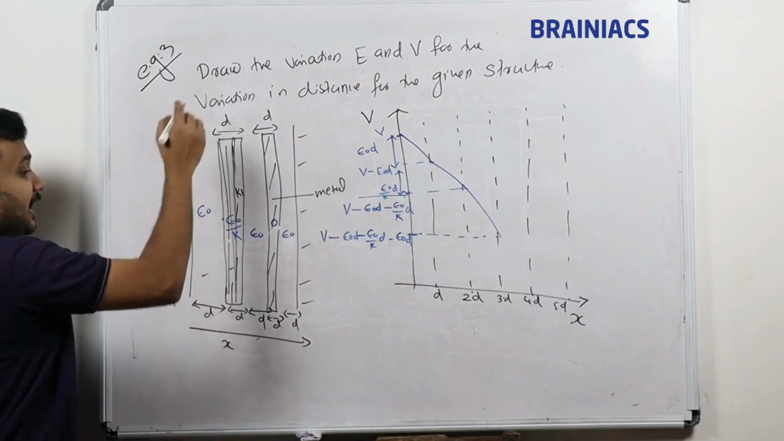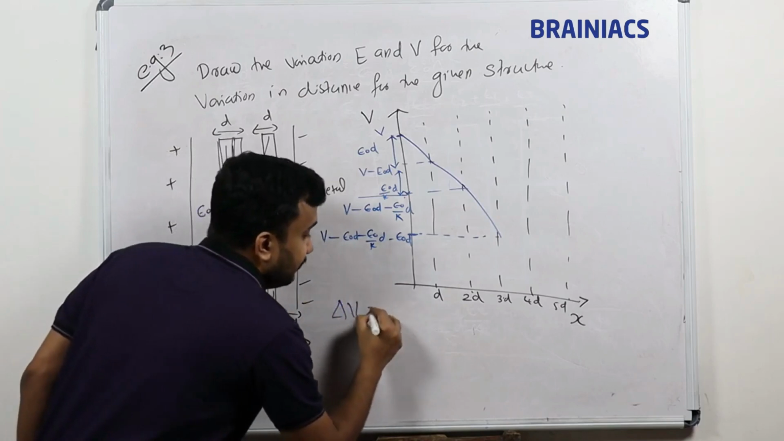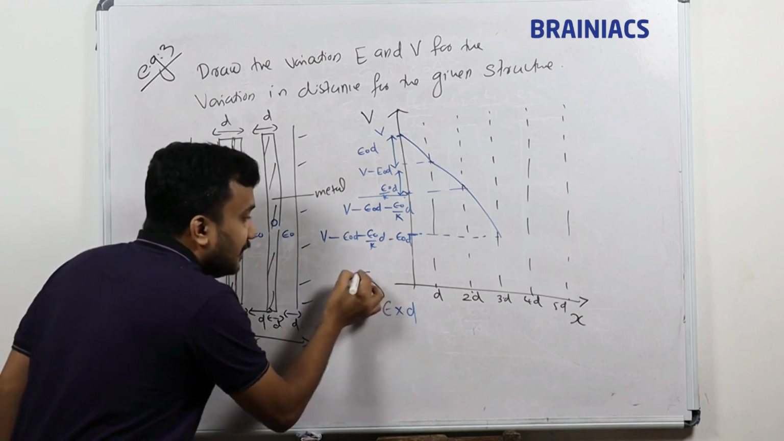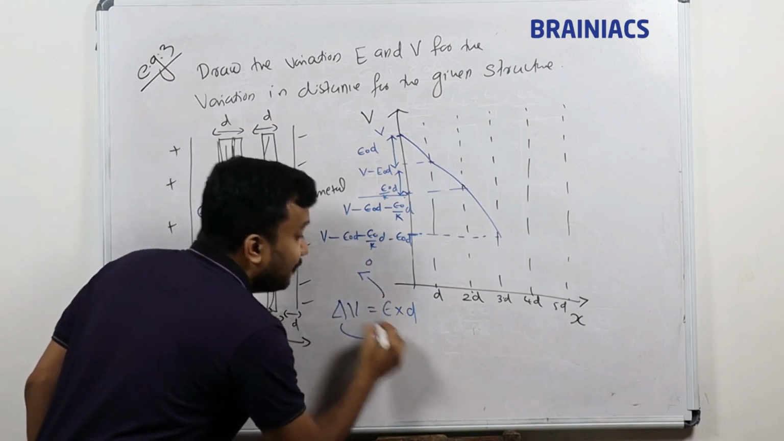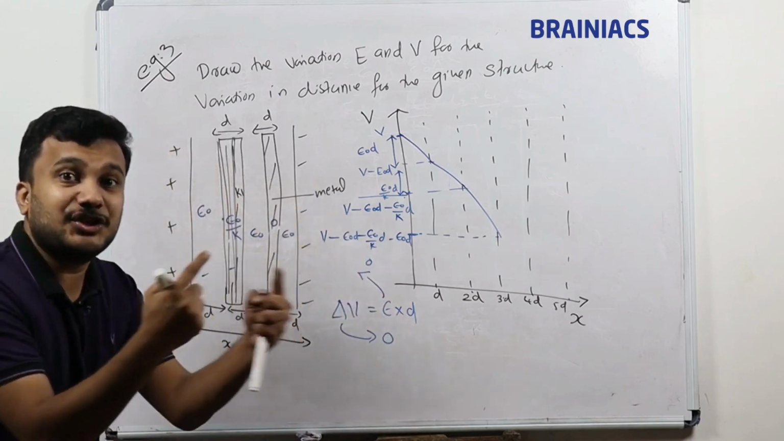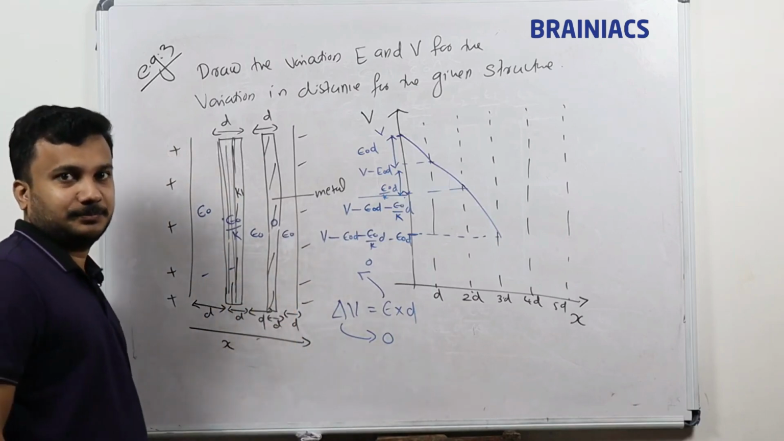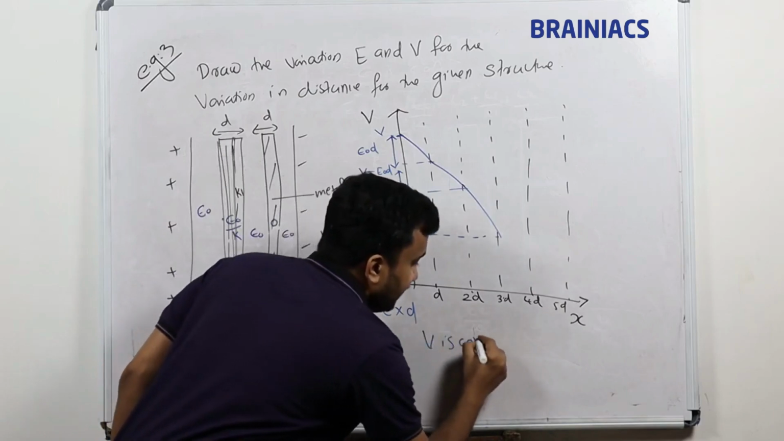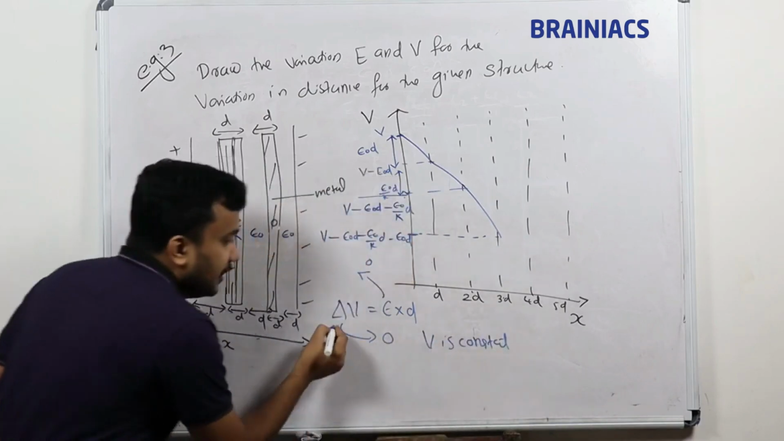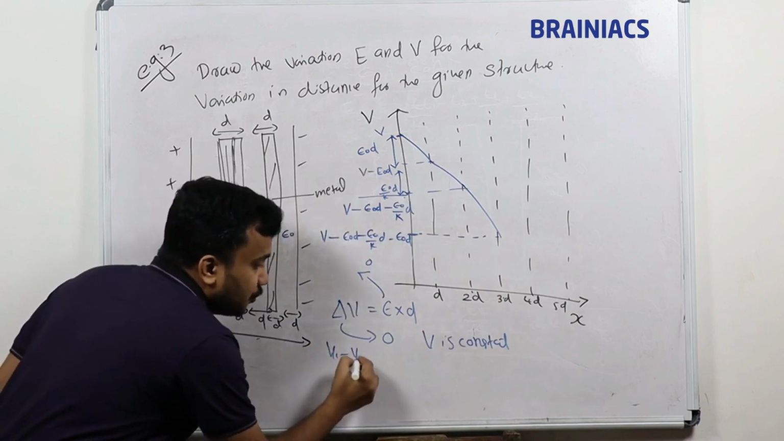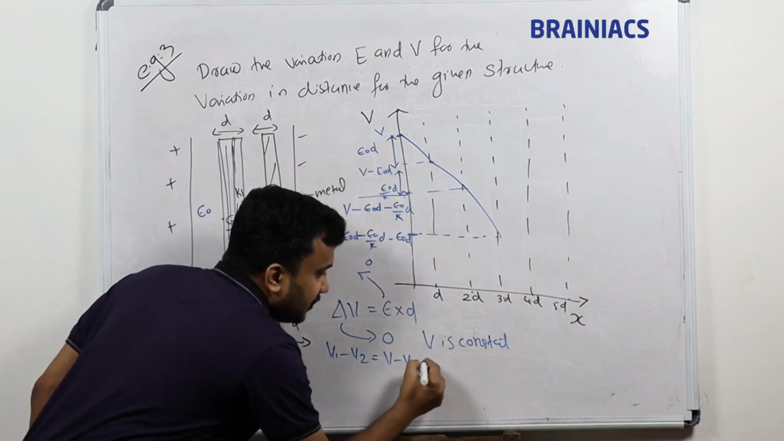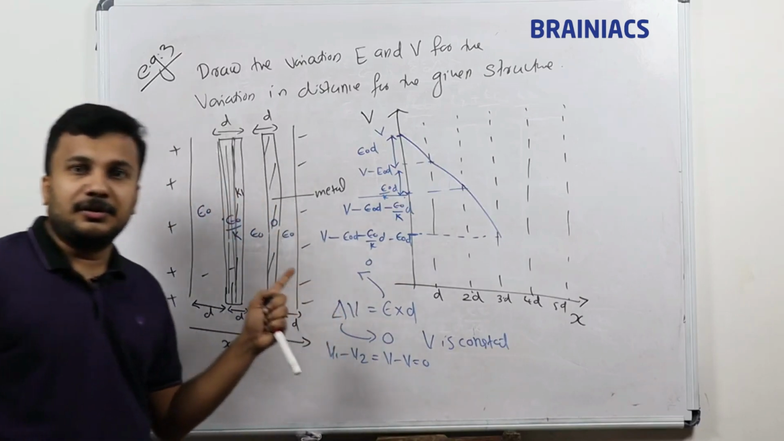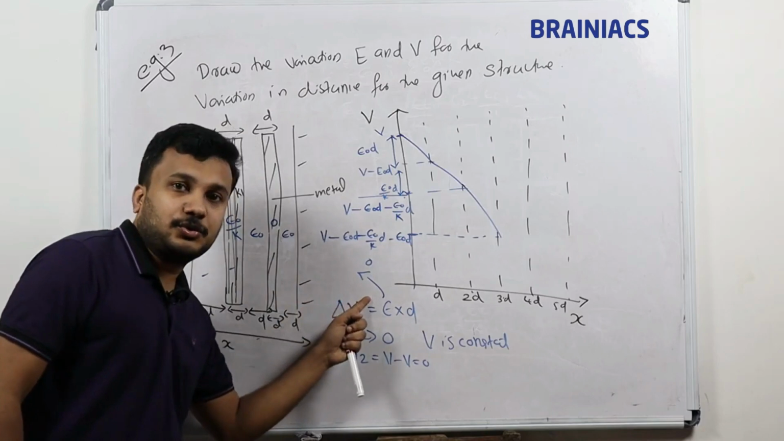We have written some formula. Delta V is equal to E into D, which means when electric field is equal to 0, potential difference is equal to 0. But what is potential? V is constant, V is same, V is not changing. If you are taking V1 minus V2, which is equal to V minus V, which is equal to 0. Potential difference is 0 whenever electric field is equal to 0.